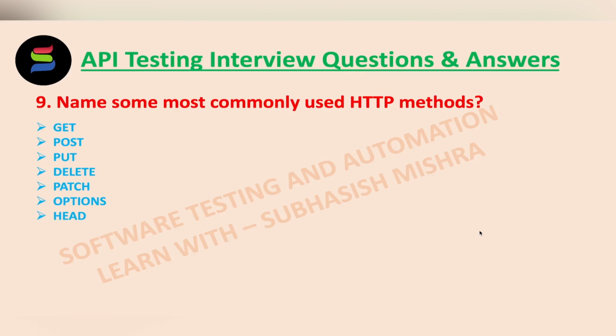Then we have OPTIONS, used to describe the communication options for the target resource. Then we have HEAD, which asks for a response identical to a GET request, but without the response body.